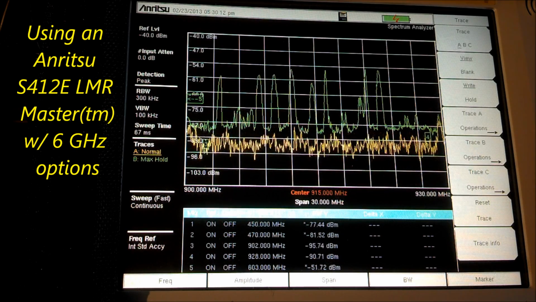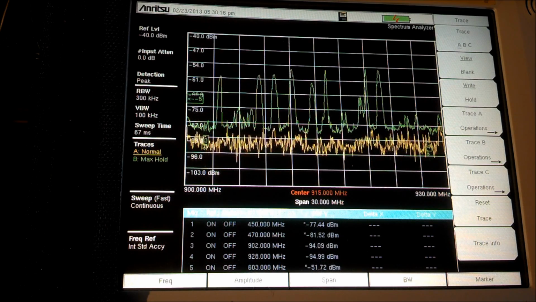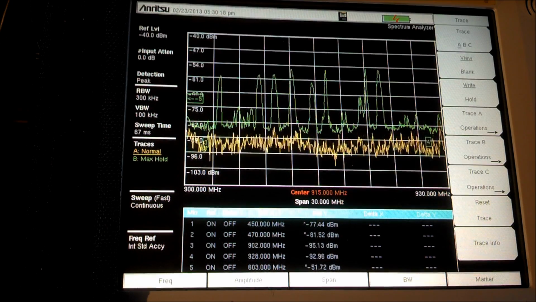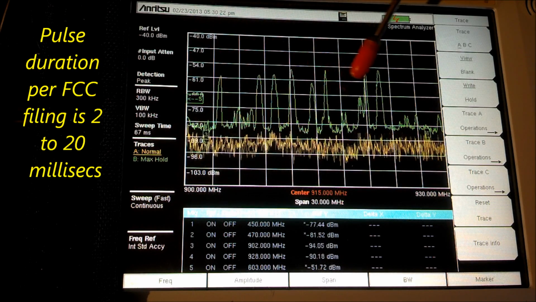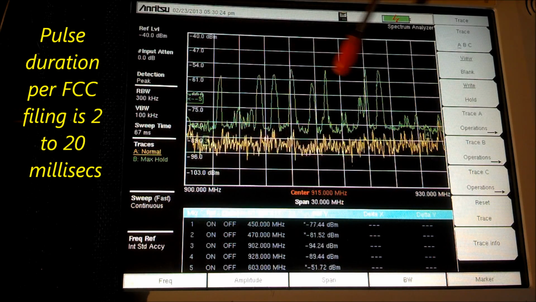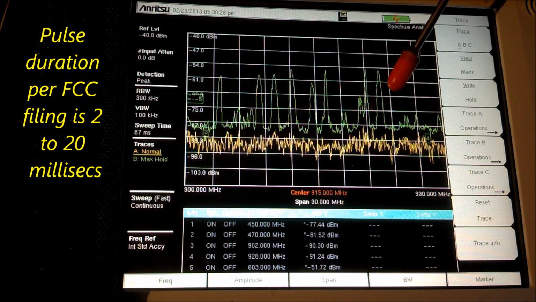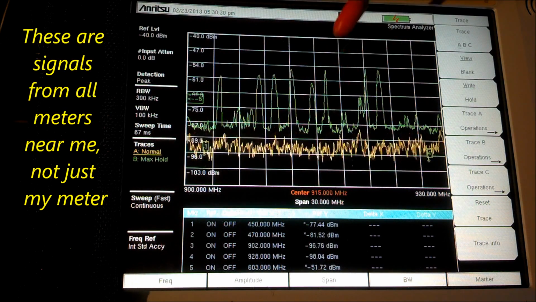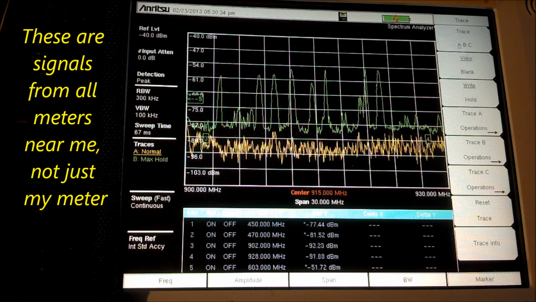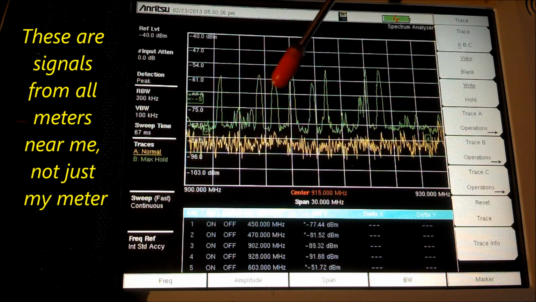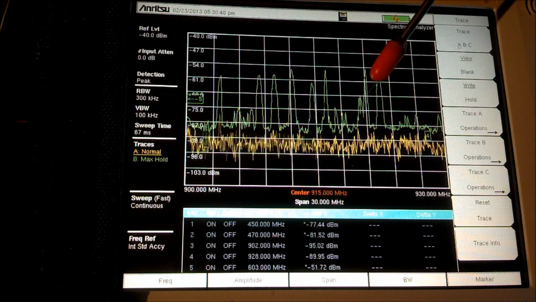The PG&E meters in California use the ISM band, which is 902 to 928. And you can see that these fast pulses are jumping across occasionally. What I've done is the green trace here is a max hold, so I'm retaining the maximum value for the sweep as it goes across. The spectrum analyzer is fast enough to be able to see these pulses come by.